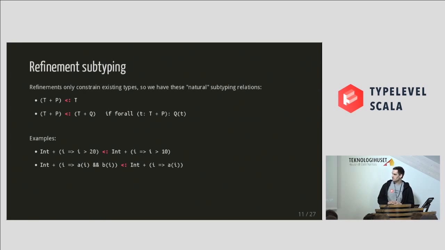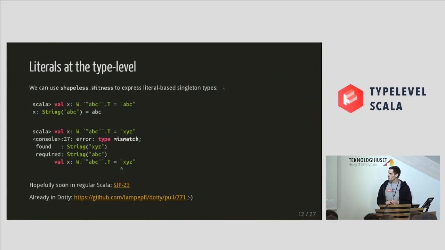Examples for that: here an int greater 20 is a subtype of an int greater 10, because all values greater 20 are also greater 10. Or the other example says that an int that satisfies both predicates A and B is a subtype of an int that only satisfies A. So we can say we have these subtyping relations if one predicate logically implies the other. Okay, so much for the theory.